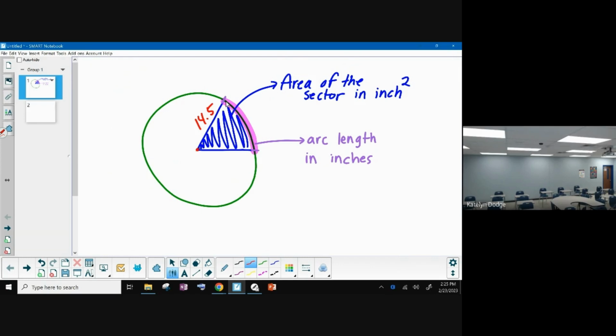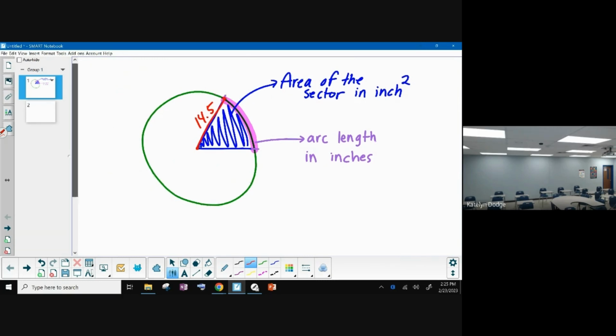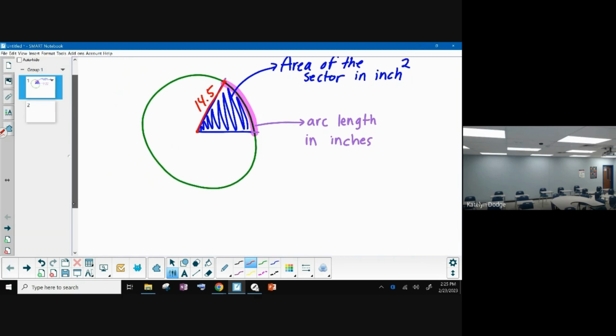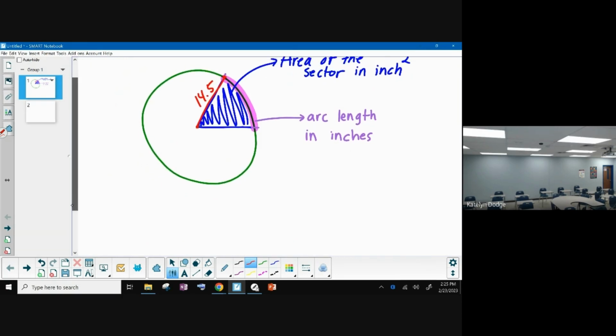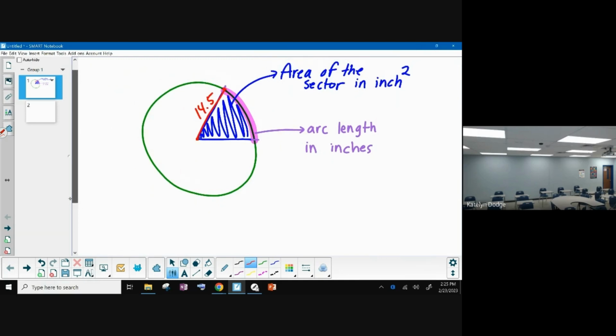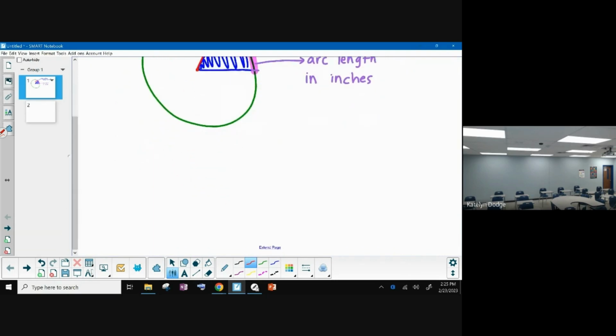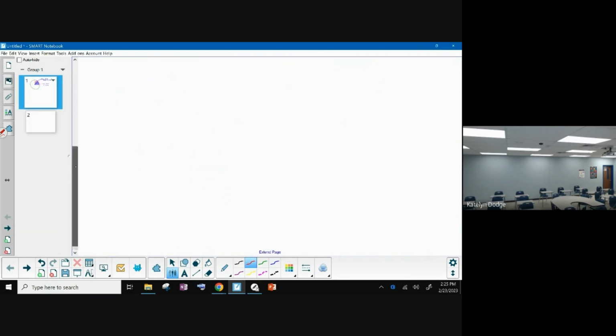So the measure from the center to the outside is my radius, 14.5. Well, today I really wanted to focus on this basic relationship that I'm just calling piece over whole. And I found that with 90% of my students, they really succeed in finding these two different things, either area of a sector or arc length, when they understand the relationship of piece over whole. So I'm going to step away from that picture for just a moment. We can come back to it.